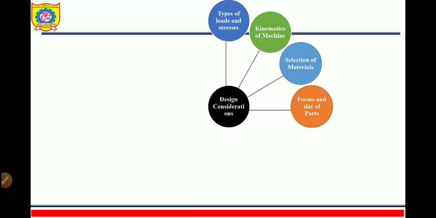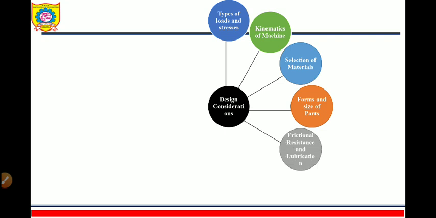Fourth is forms and size of the part. After selecting material, we have to decide its forms and size of the part. So what should be each component size, that we need to determine.